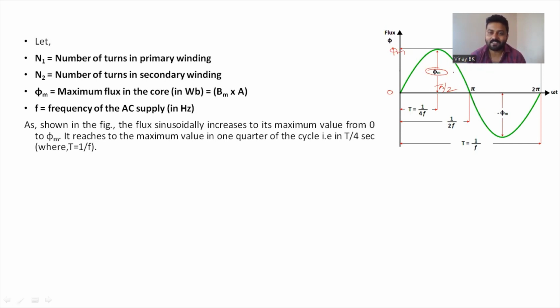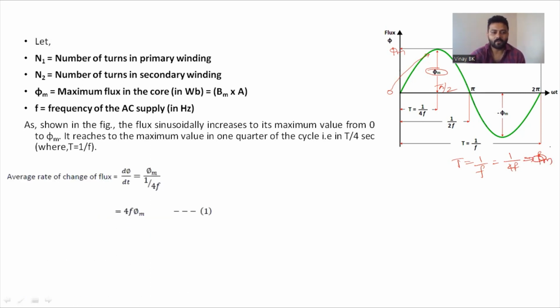Here the flux sinusoidally increases from 0 to its maximum value phi m at pi by 2, so the time to reach its maximum value in one quarter of the cycle is 1 by 4f. You know that T is given by 1 by f. For one quarter, the time is 1 by 4 into f to reach the maximum flux phi m.